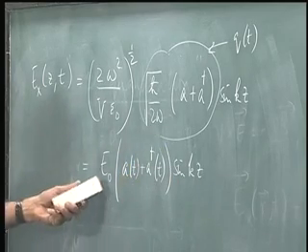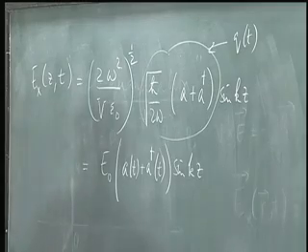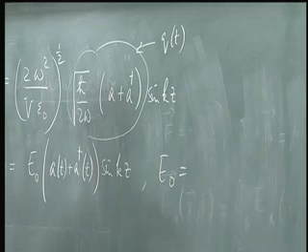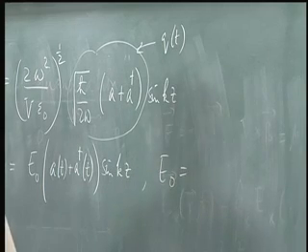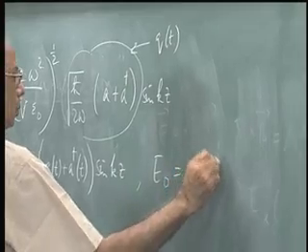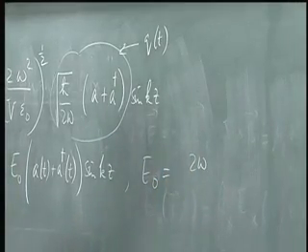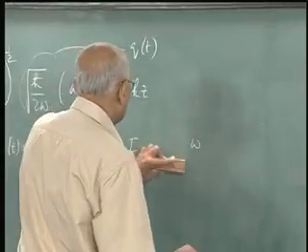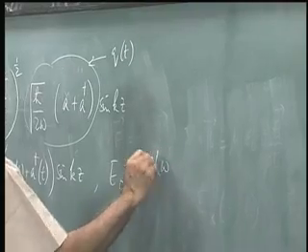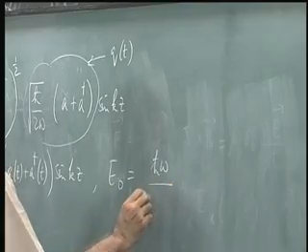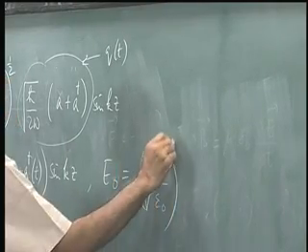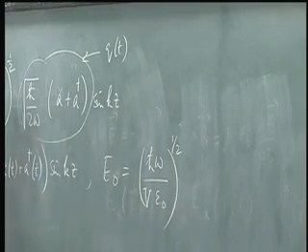And this is some constant. What is the value of this constant? E naught. It has dimensions of electric field. So it is 2 omega, the 2 goes away, right. So h cross omega over V epsilon naught to the power half, just for reference.